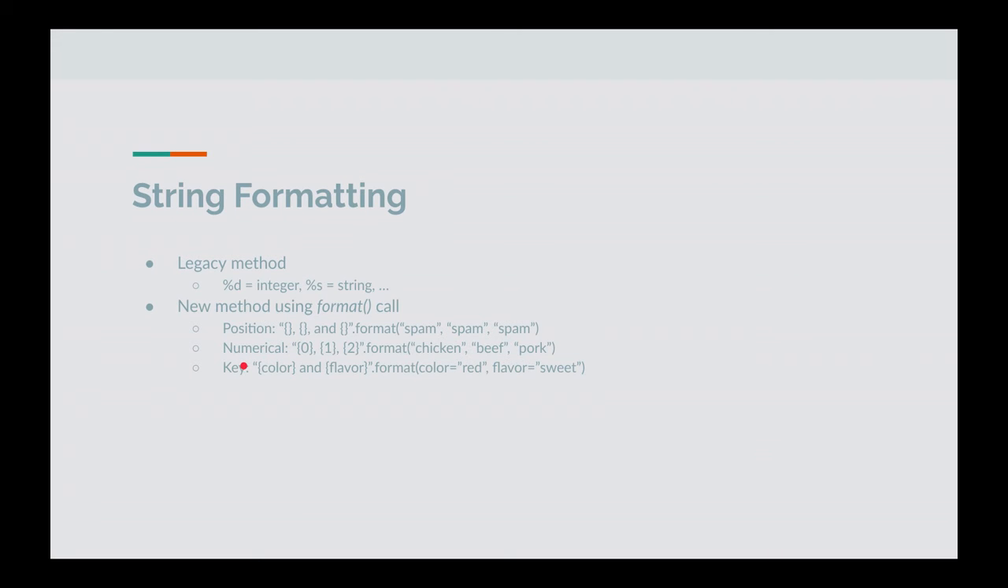And similar to that is using a keyword associated with the value that you want to drop in. So instead of having to know the index number, you can just give it a name, color, and flavor, and then in your arguments you just define what the value is that is going to be associated with that keyword. Red is your color, it'll drop red here. Sweet is your flavor, and it drops sweet here, so you get red and sweet.